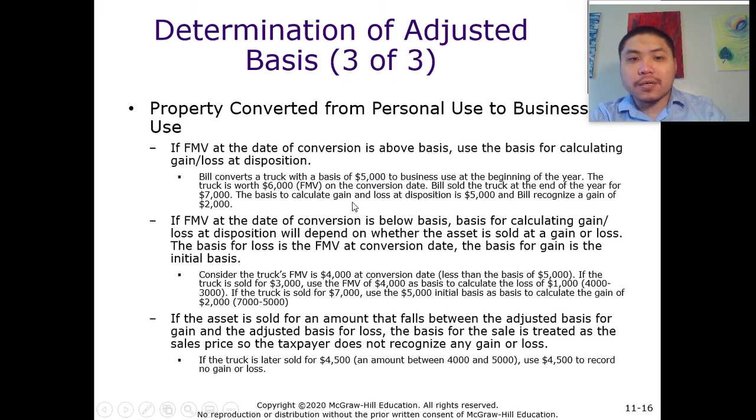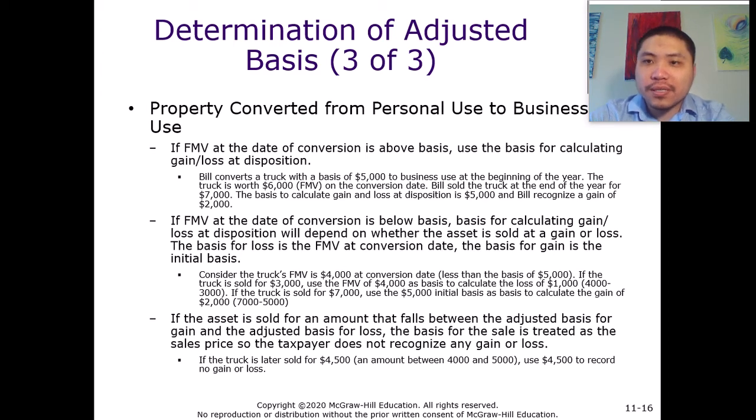So Bill is going to recognize a gain of $2,000, which is the $7,000 realized amount, subtract the $5,000 adjusted basis, and that gives us $2,000. In this case, I assume no depreciation, just for the sake of simplifying the problem. All right, so that was the first case. The second case: if the fair market value at the date of the conversion is below the basis, then the basis for calculating the gain or loss at the disposition will depend on whether or not the asset is sold at a gain or loss.